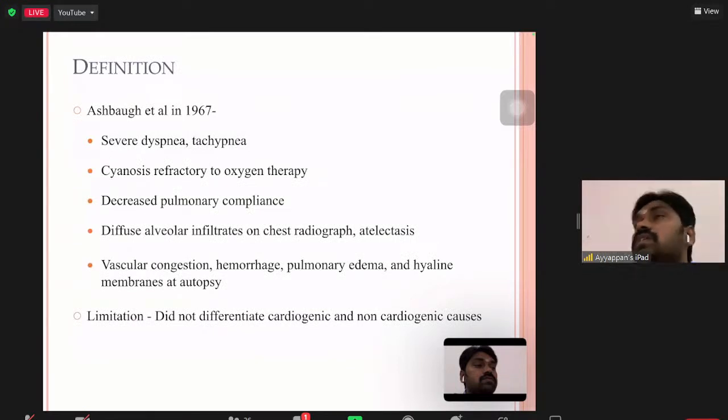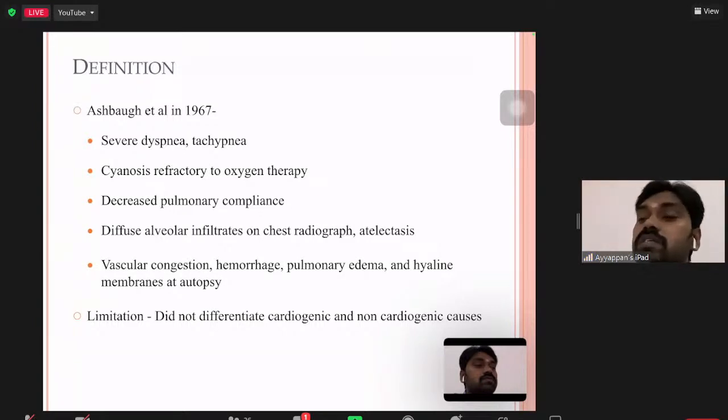How did Ashbaugh define it? He defined it as a severe dyspnea and tachypnea which is refractory to supplemental oxygen, associated with decreased pulmonary compliance and with diffuse infiltrates on the chest X-ray, which is still the diagnostic criterion which we use.